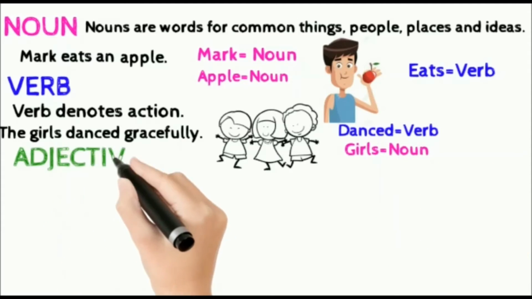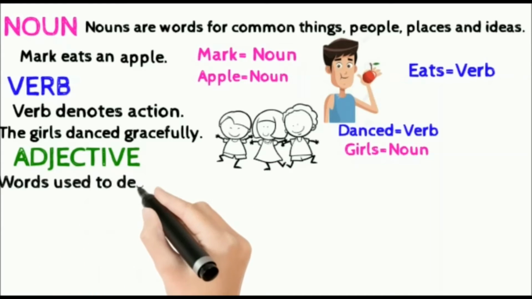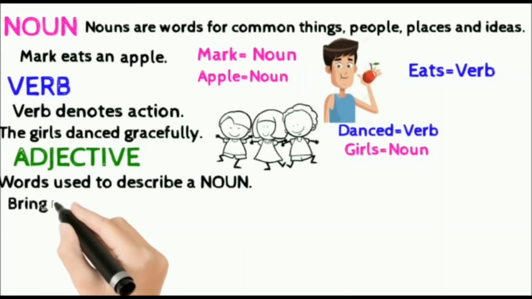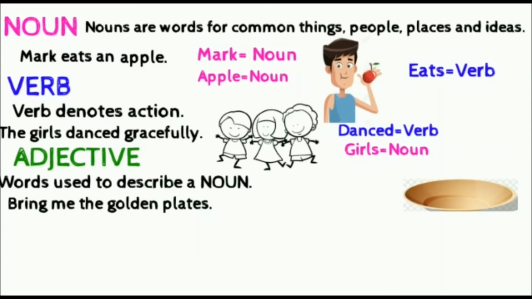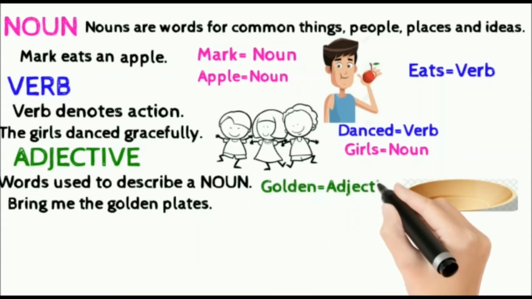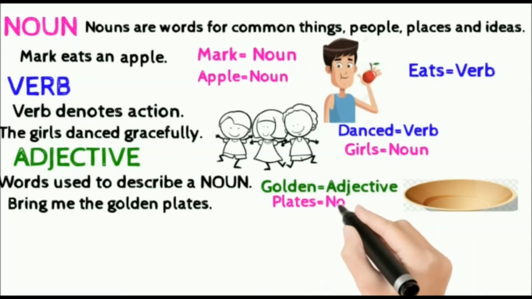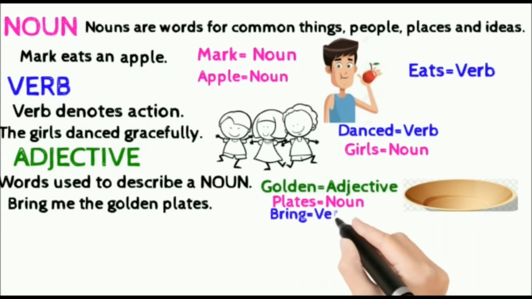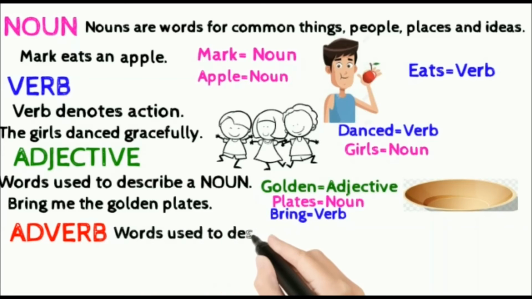Next is the adjective. Words that are used to describe a noun are termed adjectives. An example is, bring me the golden plates. So here, golden is the adjective because it describes the plates. And plates is the noun. Bring is the verb in this sentence. It's an action.